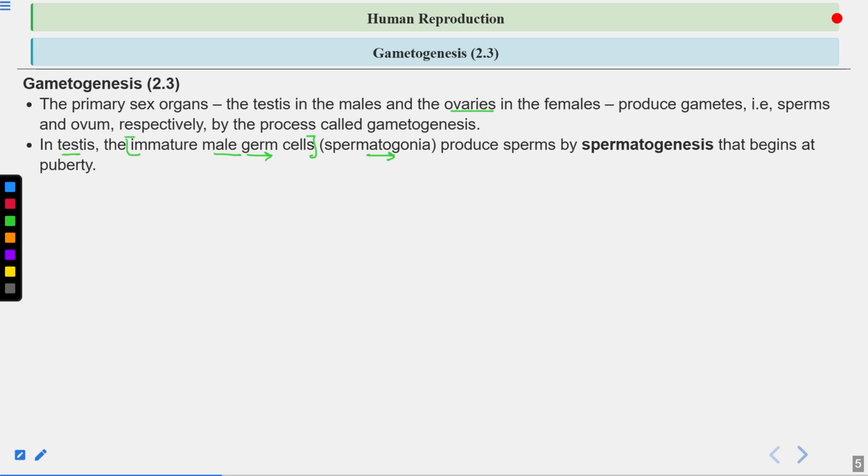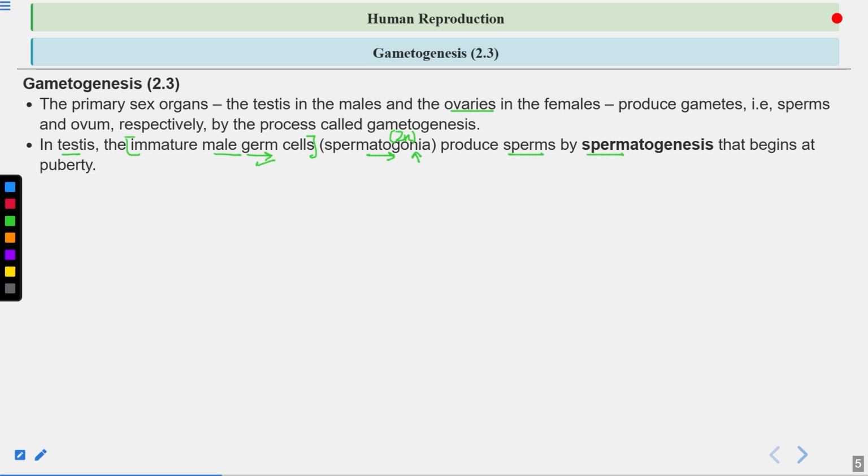So spermatogonia are immature male germ cells and they produce sperms by spermatogenesis. Meiosis occurs in spermatogonia, and meiosis occurs in diploid cells. So spermatogonia are diploid, meaning they have 2n number of chromosomes. So their ploidy is 2n. Again, a question can come from here. What is the ploidy of spermatogonia? How many chromosomes are present in spermatogonia in case of humans?